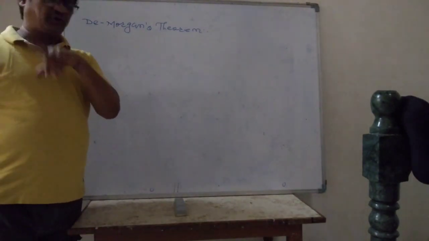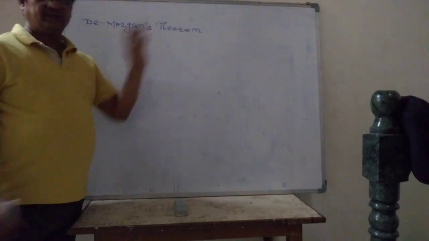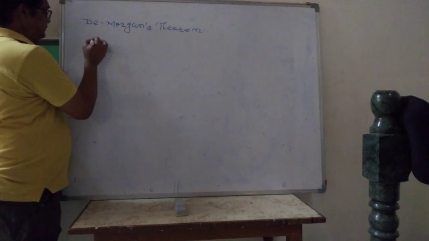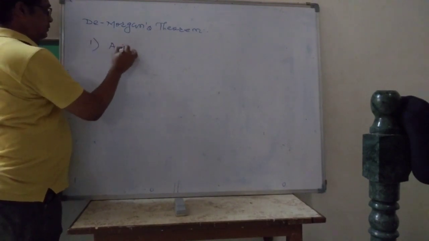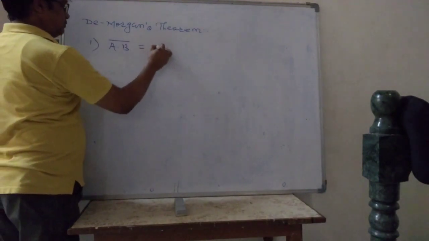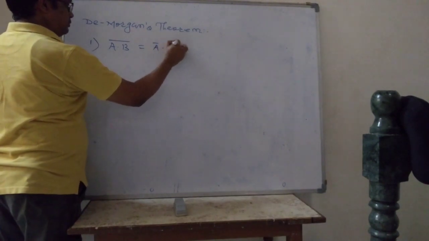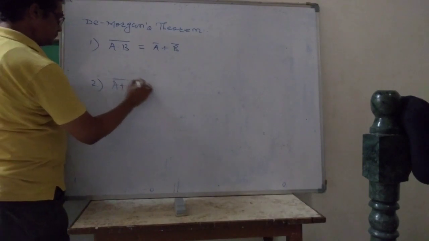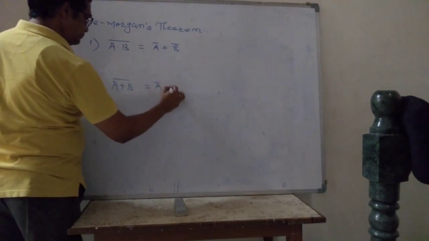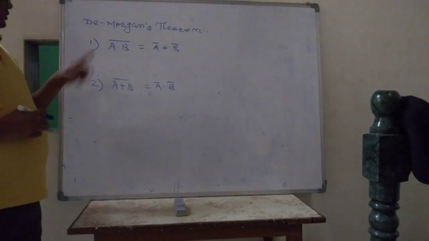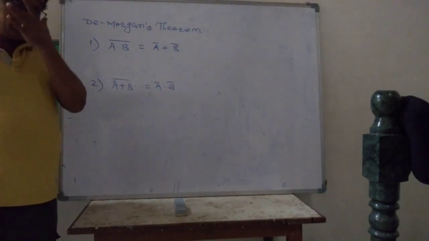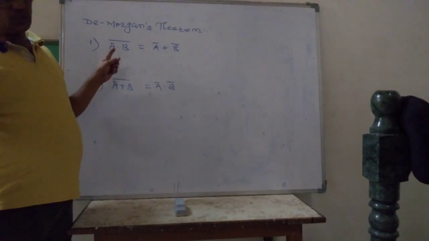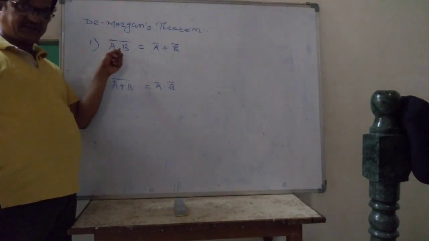But before that we should be aware of De Morgan's theorems. What are De Morgan's theorems? There are two theorems: first, and second. These two are known as De Morgan's theorems. Now how to define them? Suppose A and B are the variables. There are two variables, A and B. I am defining this.